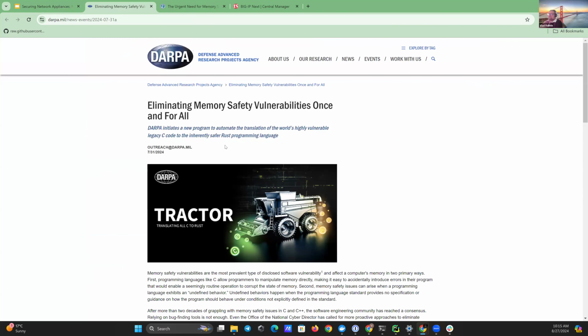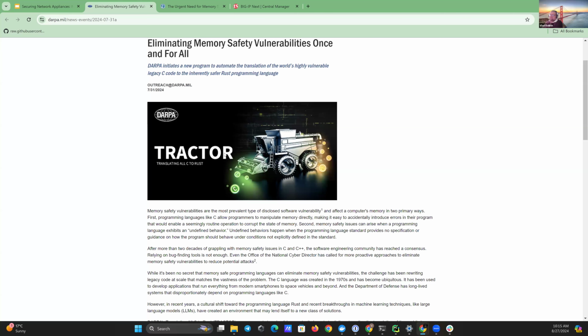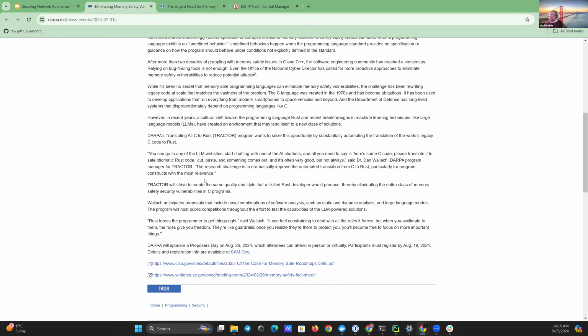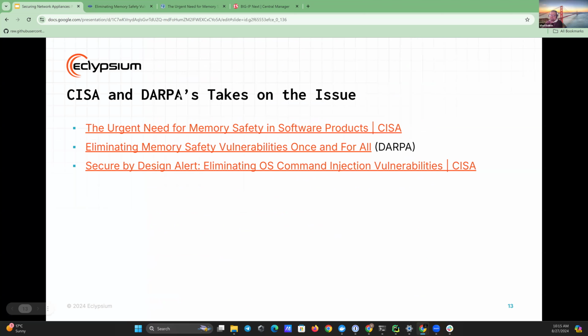DARPA has about the same idea. So we need to eliminate memory safety vulnerabilities once and for all, and they are trying to facilitate this by translating all C code to Rust. They are trying to automate it, right? So they're trying to pretty much just help people manage all of this. So, okay, that makes a lot of sense.